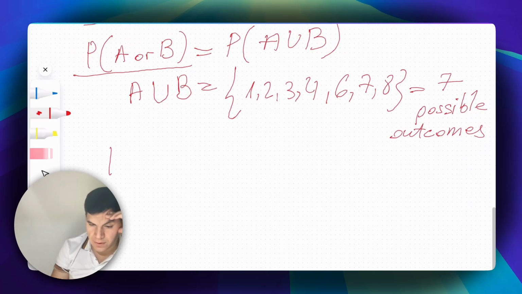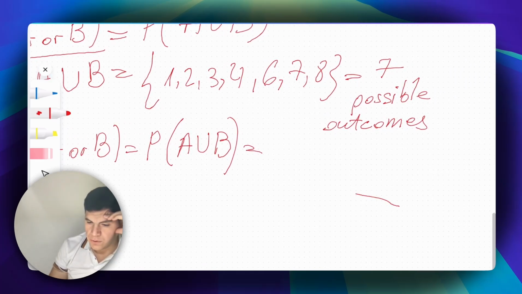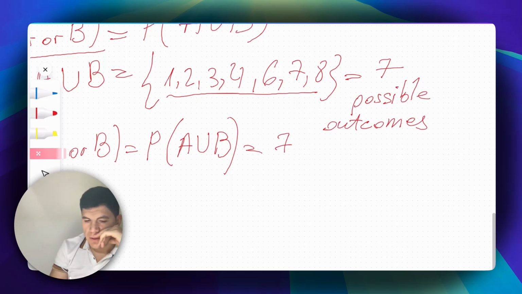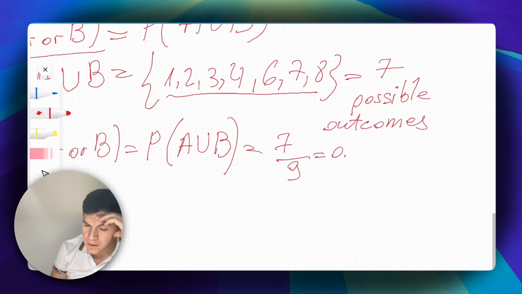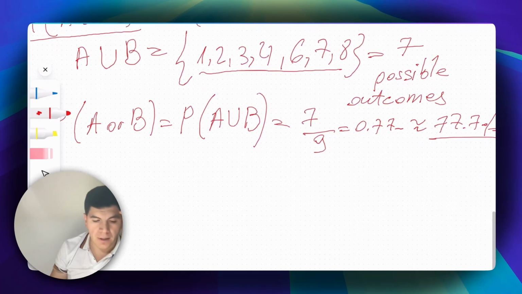Because here, again, the P of A or B is equal to A union B. Okay, A union B, these are the results that we get. So how many elements does it contain? We have seven possible outcomes here. Okay, so 7 possible outcomes out of 9, it means 7 divided by 9, which gives us 0.77 repeated. So to round it up, we get 77.8%. So there's a 77.8% chance of event A or B happening.